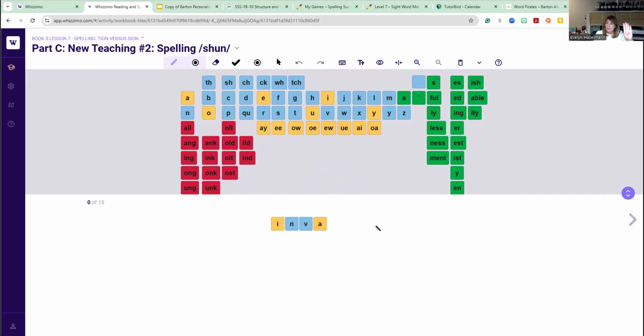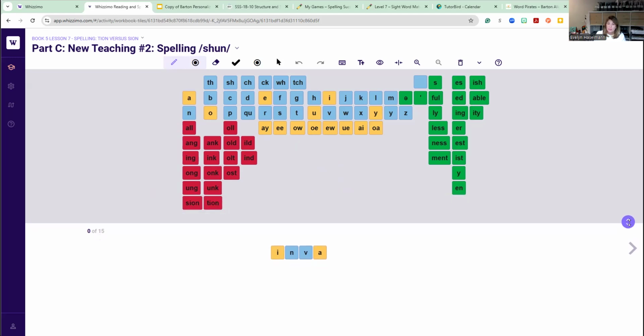And then I would say, now what's the last sound you hear? Invasion, zhun. Well, we know whenever we hear zhun, it's always going to be spelled with an SION. If it vibrates and we hear that, it's SION, okay?